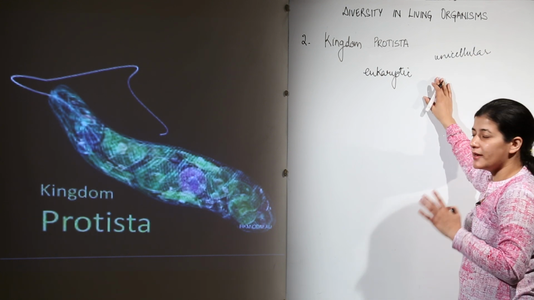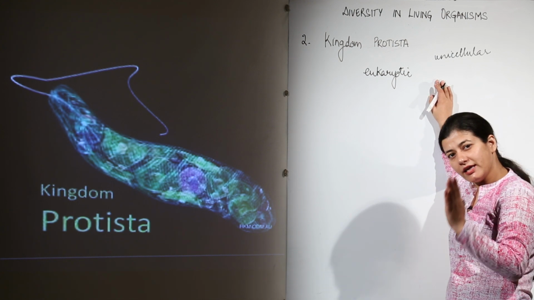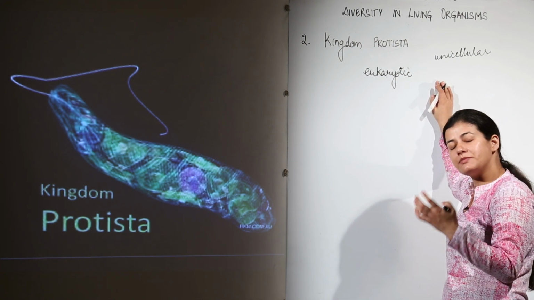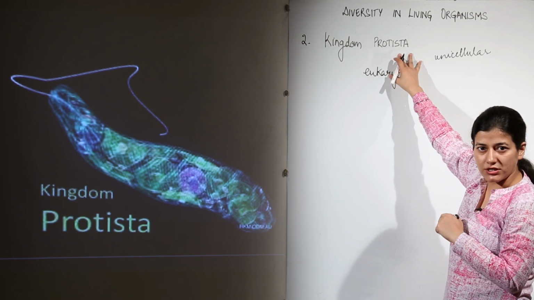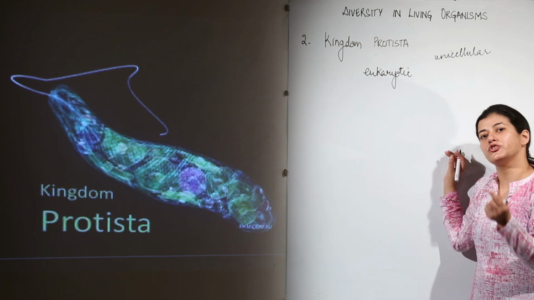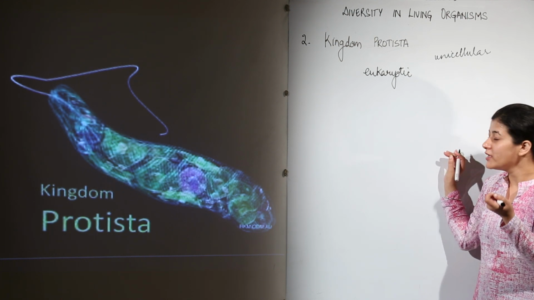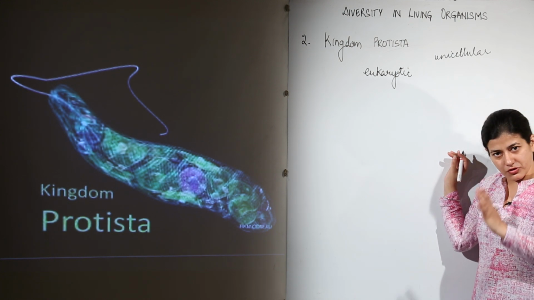Now, pay attention to one point: if I am talking about a unicellular algae, algae otherwise is a plant, it belongs to Plantae, then that unicellular algae would be a protist, because as I told you, the organism has to be eukaryotic and it should be unicellular as an entity. So, the unicellular algae would belong to kingdom Protista.